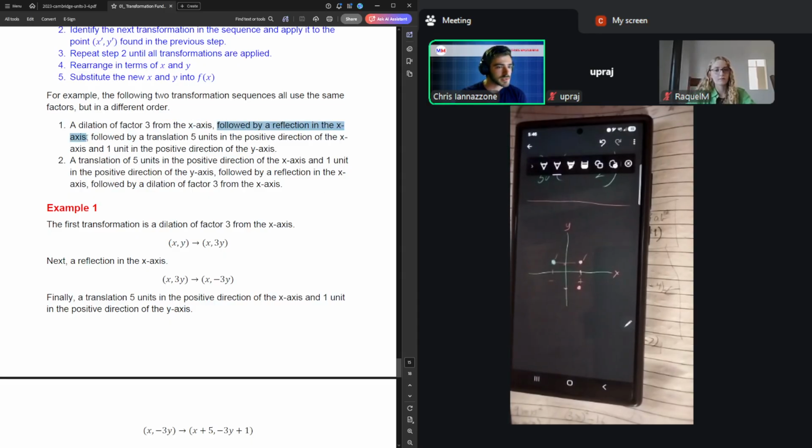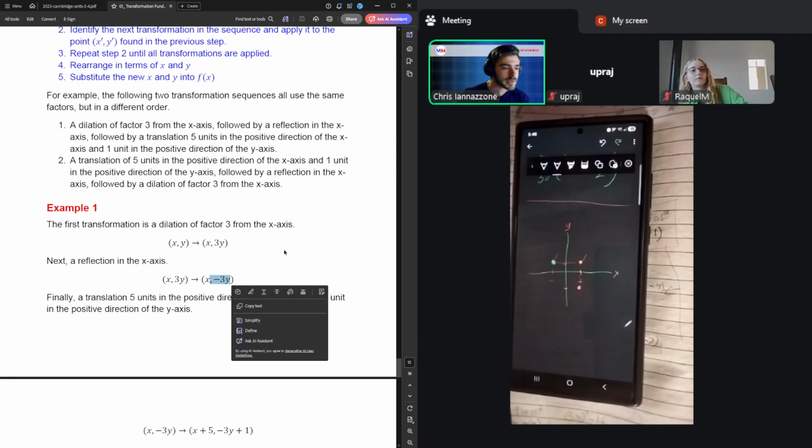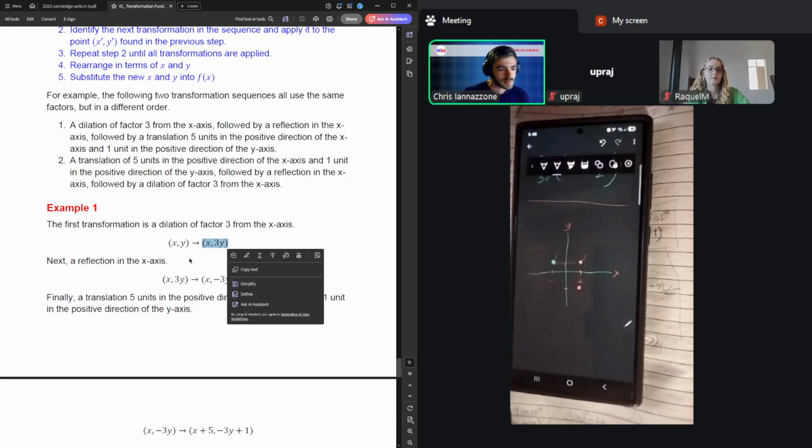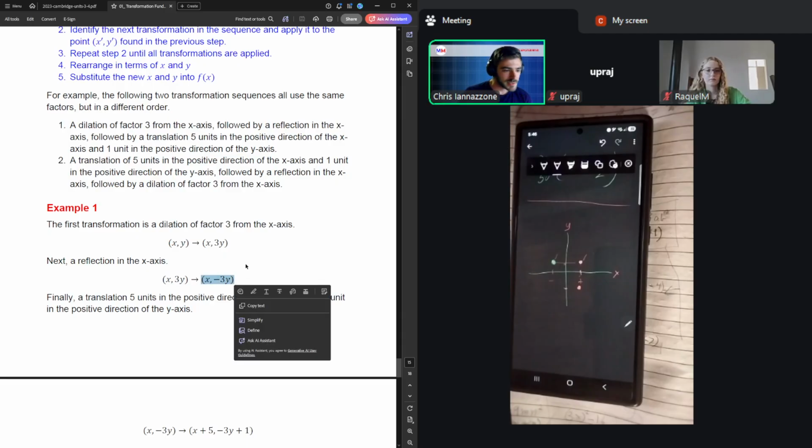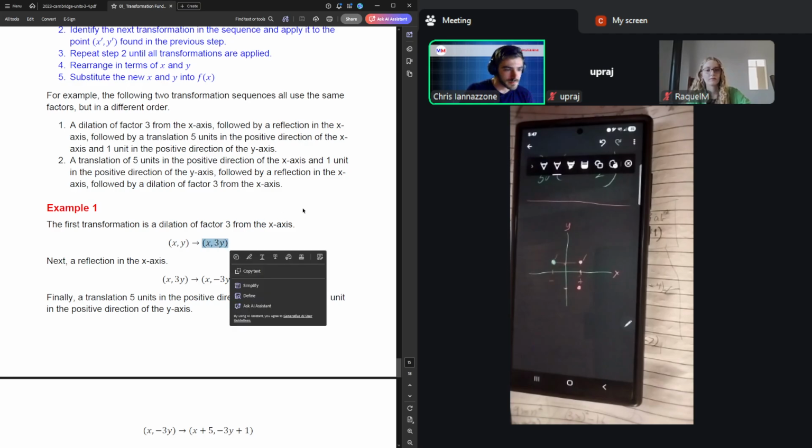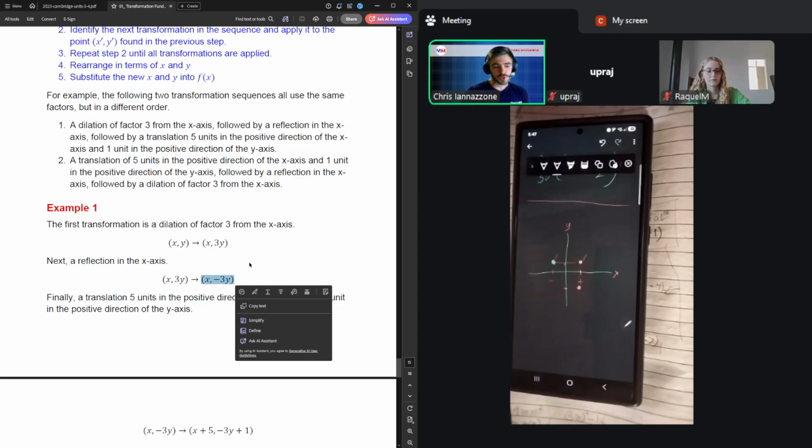The next thing that was mentioned was a reflection in the x-axis. So once again, the x-axis is the mirror, so the thing that's actually changing is the y. So the negative goes on the y variable. Now, one thing to highlight is that you always start the next transformation application where you left off previously. So we're now starting at x comma 3y and then applying it to that.